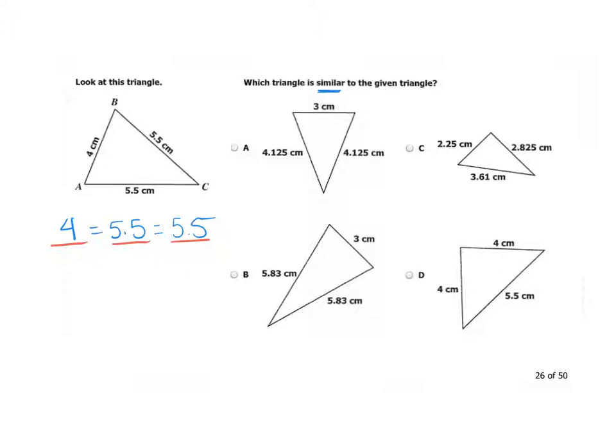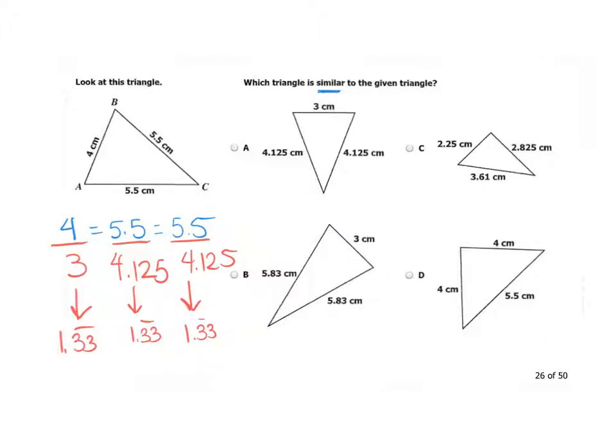What's the smallest side? It's 3. I'm going to put it at the bottom of the smallest side. The next one is 4.125. And the next one is 4.125. Now in your calculators, give me the decimal for each one. So the decimal for each one came out to 1.333 repeating. So we got very lucky that the first one we set up has the same scale factor. So they're similar.